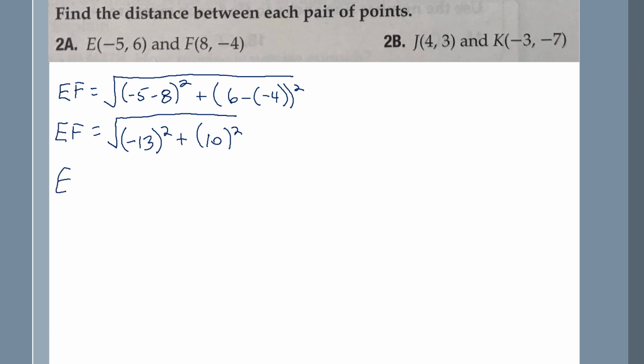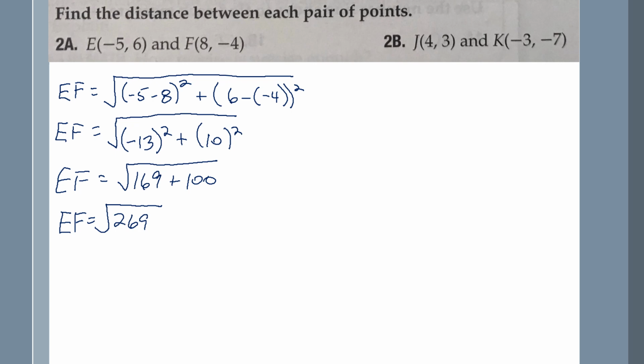So EF is equal to the square root of 169 plus 100. So EF is equal to the square root of 269. Let's just clean this up here. There we go. Okay, let's do JK now.